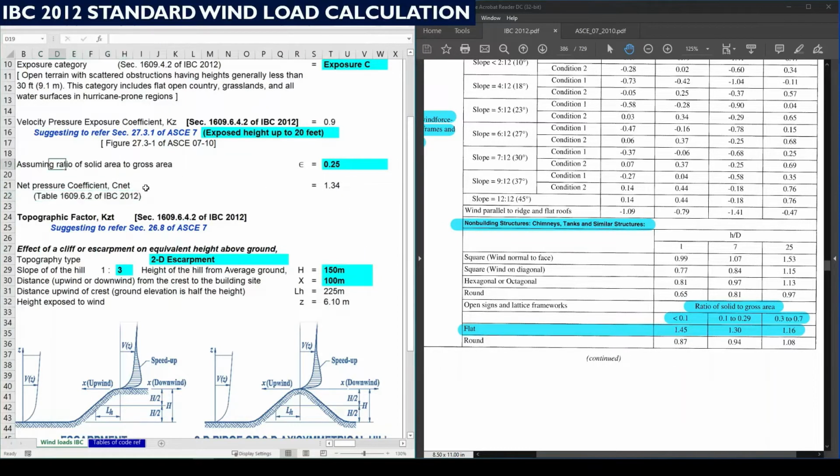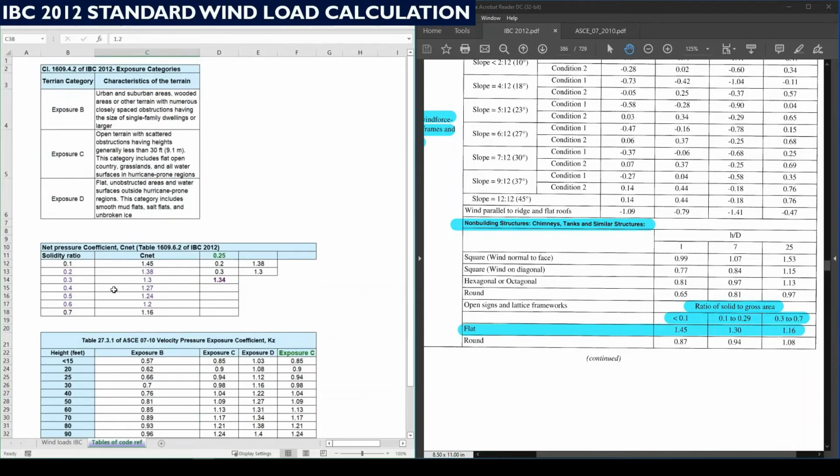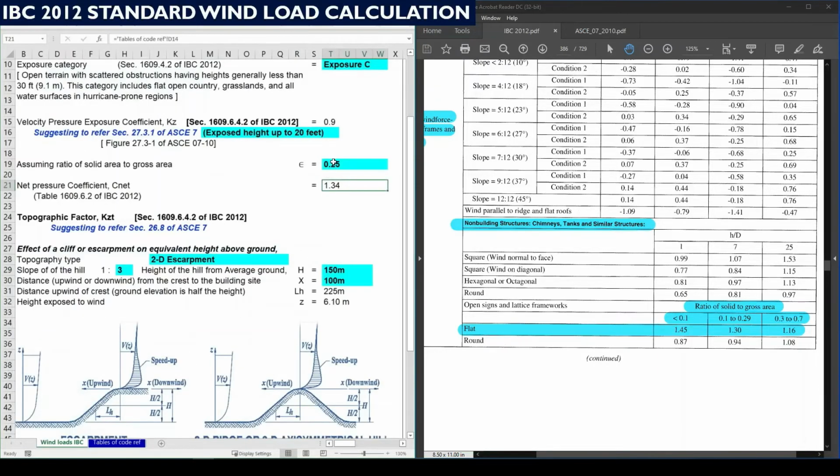We are assuming the ratio of solid area to gross area is 0.25. So accordingly, the calculation is done here in the tables of the code reference sheet. So this is a table to calculate this. If we are considering 0.25 as the solid ratio, then the net pressure coefficient C net is 1.34. Also you can check, if you consider 0.2 as the solid ratio, then the value of C net is 1.38. If it is 0.3, again it is 1.3. So let me consider 0.25.